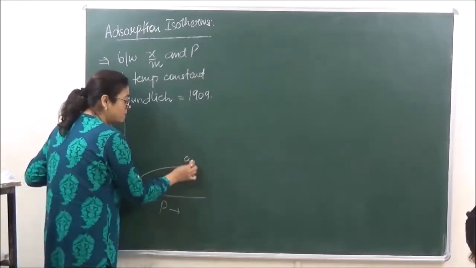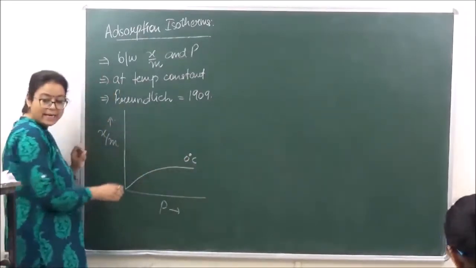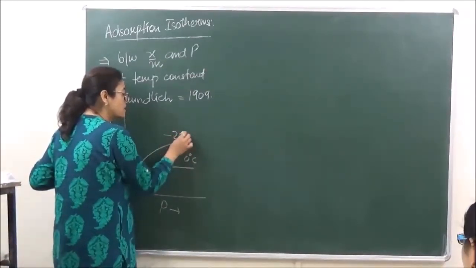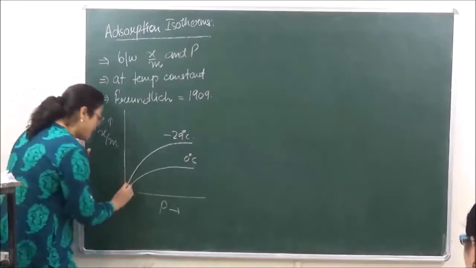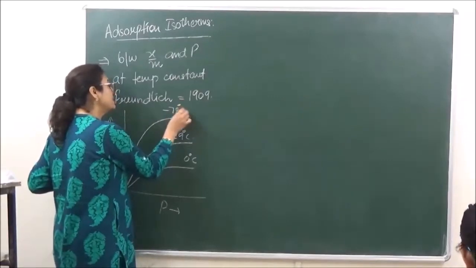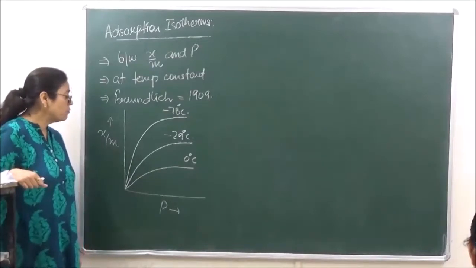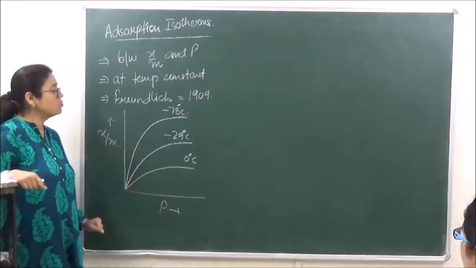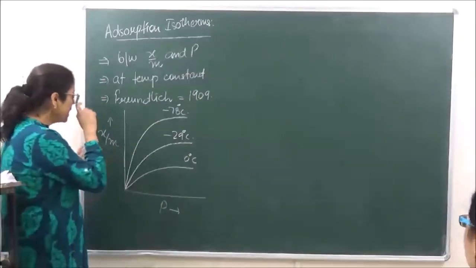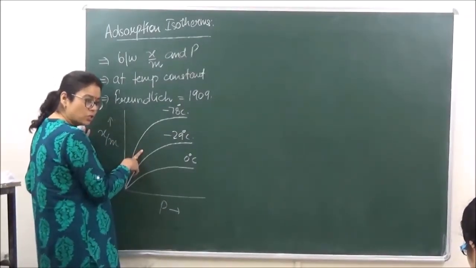At 0 degree centigrade, the graph came to us like this, right? And at minus 29 degree centigrade, the graph was plotted in a similar manner. And when we were further decreasing the temperature to minus 78 degrees Celsius, even then the graph was plotted in a similar manner. Okay. So we are visualizing the graph at minus 78 degrees Celsius. Over here we are dividing the graph into various pressure ranges.